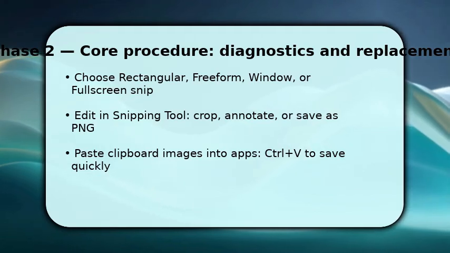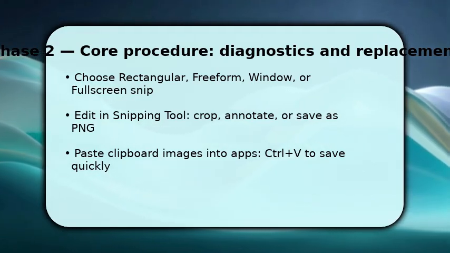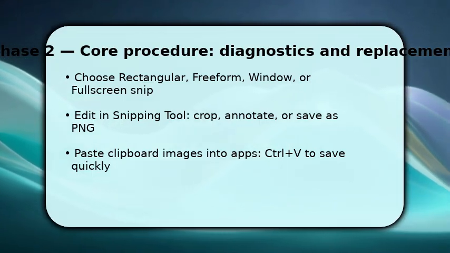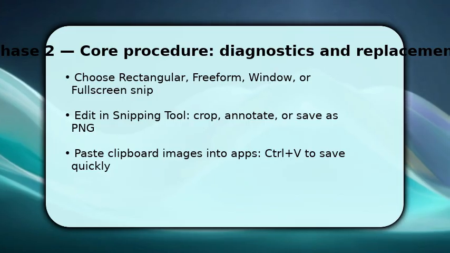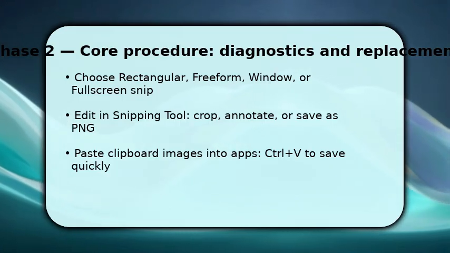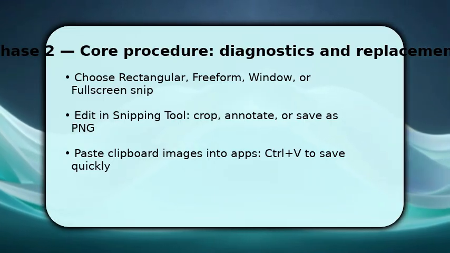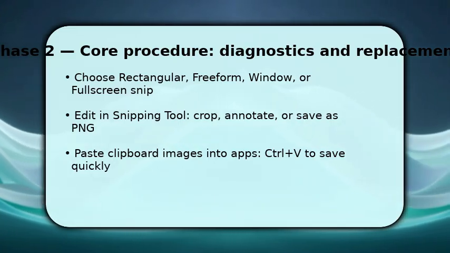Once the snip appears, click the notification to open Snipping tool for quick edits like cropping, highlighting, or annotations. These edits explain context. If you used PRT-SCN, paste into Paint with Ctrl plus V, crop. Then choose Save As, and pick PNG for quality.